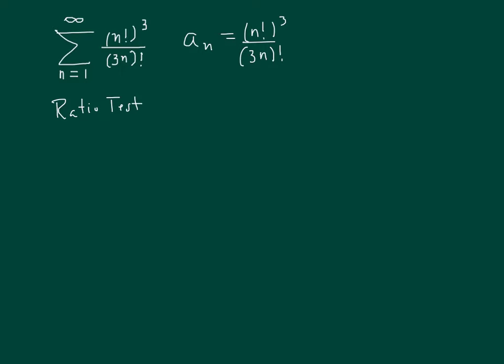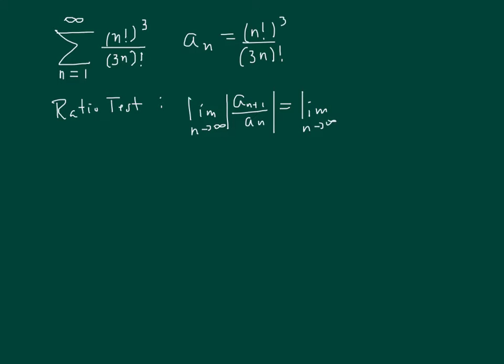So the ratio test is applied by looking at the ratio a sub n plus 1 over a sub n and taking the limit of that as n goes to infinity, all in absolute values. So here we're going to get the limit as n goes to infinity.